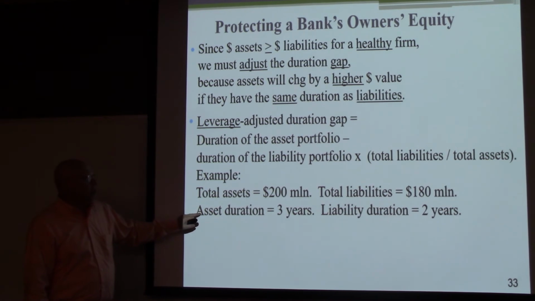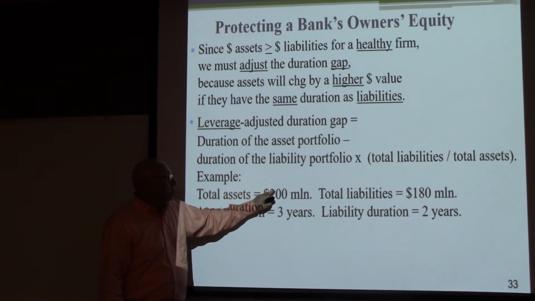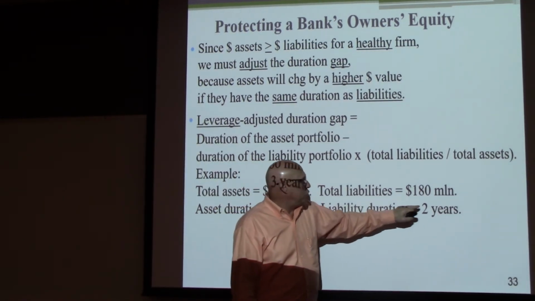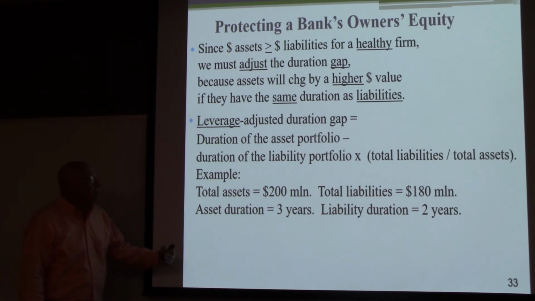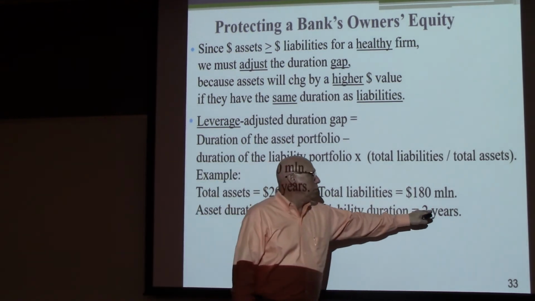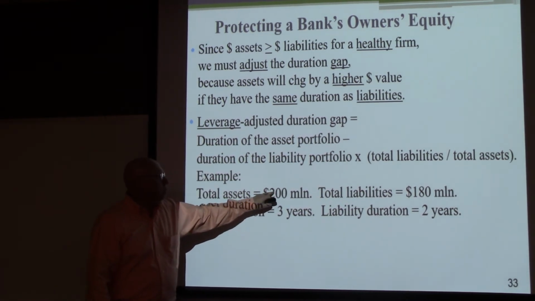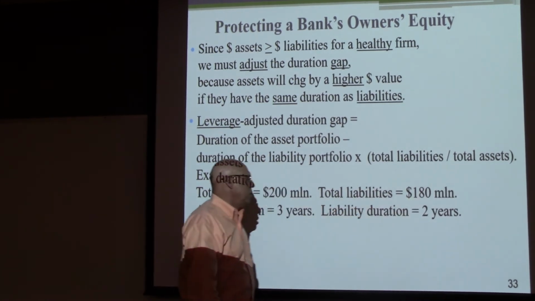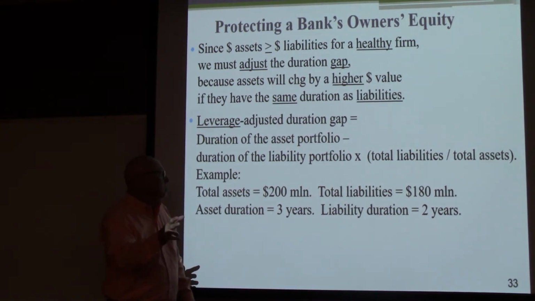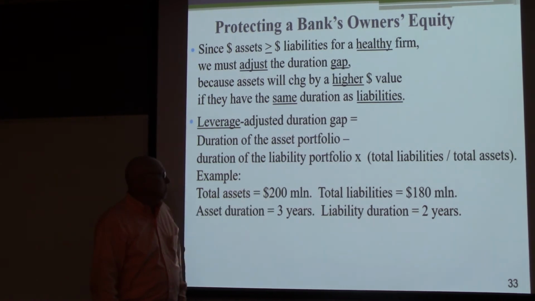The asset duration, so we're giving you the duration, is 3 years on 200 million. Liability duration, 2 years on 180 million. Okay? So we know that the gap is 1 year, 3 years minus 2 years. But we got a problem because we have more invested here than here. So the gap is actually higher than it looks. If interest rates rise, that would be a good thing because we have more money invested in here.